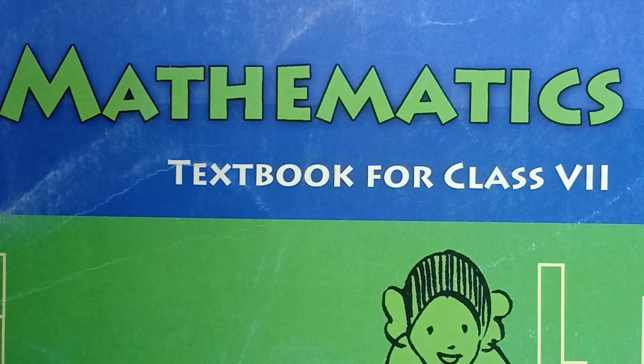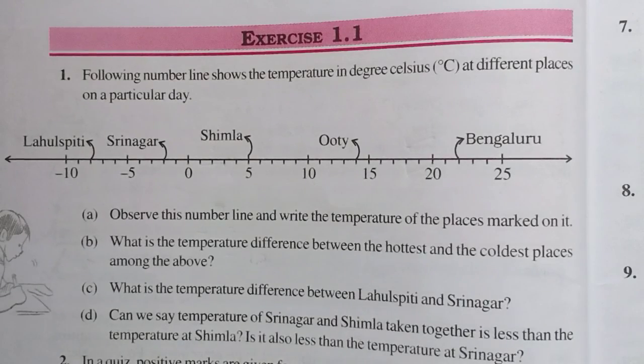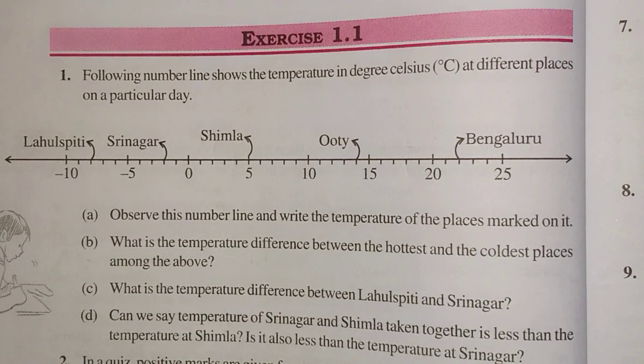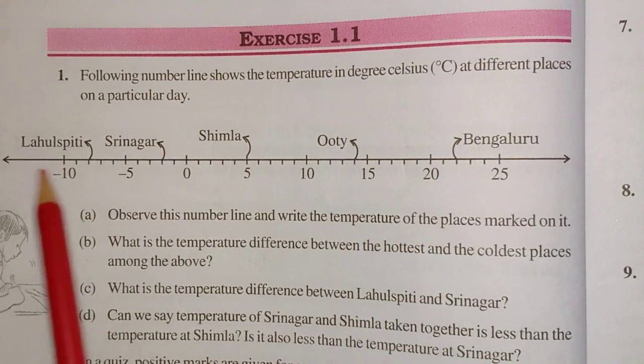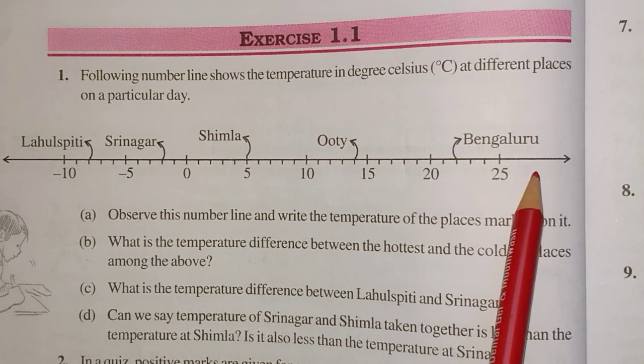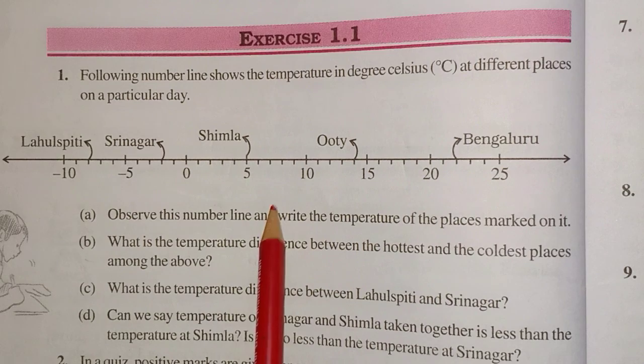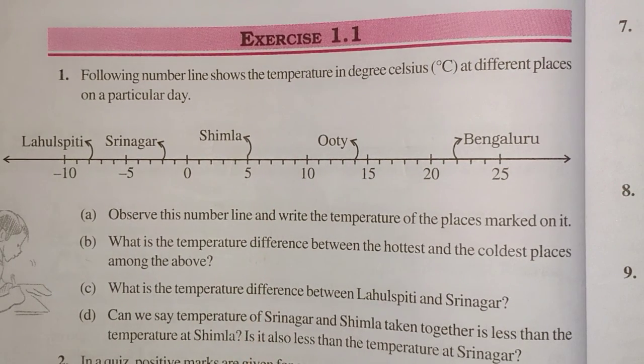Today we will solve an exercise from the mathematics textbook for class 7. Chapter number 1, integers. Let's see question number 1. The following number line shows the temperature in degrees Celsius at different places on a particular day. See here, the number line is given and there are some questions asked based on this number line.